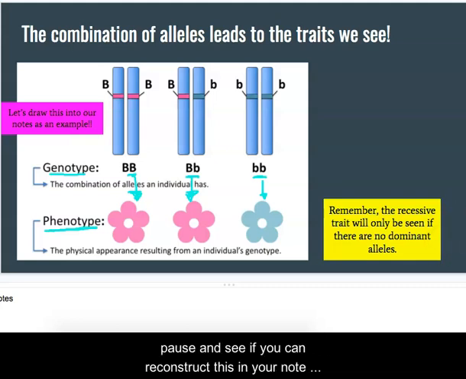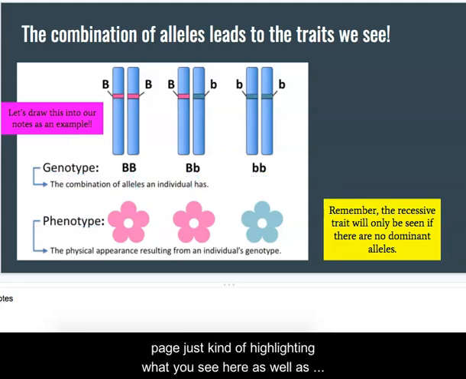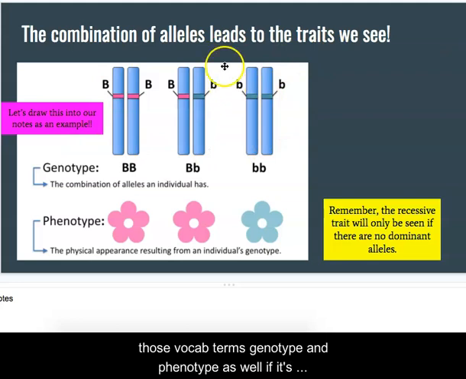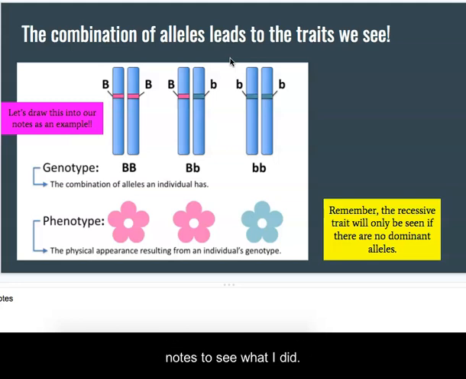Okay. So now that I've talked about it a little bit, I want you to pause and see if you can reconstruct this in your notes page. Just kind of highlighting what you see here, as well as those vocab terms genotype and phenotype as well. If it's helpful to check the PowerPoint, you can check my notes to see what I did, or construct it yourself.